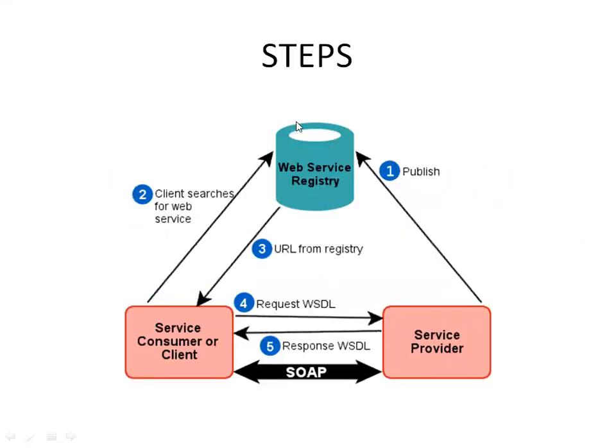So let me go through the steps. The first step is the service provider has to register the web service description onto the web service registry. Then the service consumer or client searches for the web services available on the web service registry. Depending upon the request it is receiving, it sends the URL from the registry to the service client.